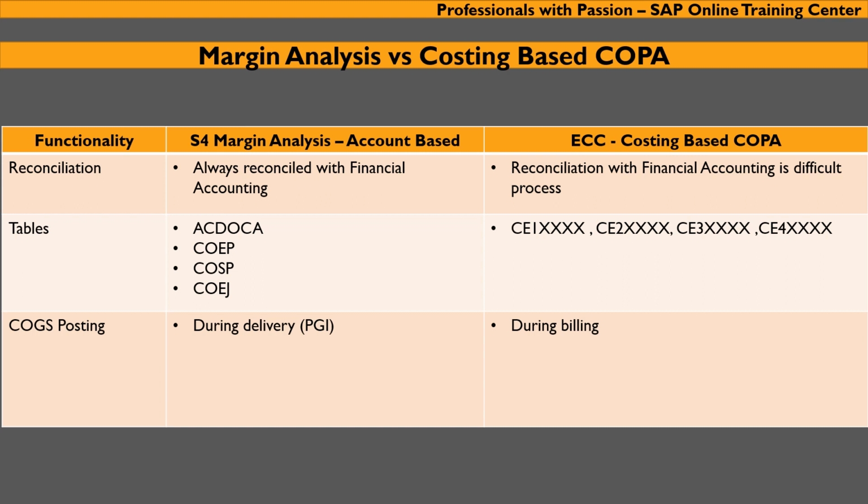And COGS posting, the cost of goods sold. When is it getting triggered? If you are using costing based COPA, like in ECC, it is triggered while billing, so while posting the billing document. If you are using account based COPA in margin analysis, the COGS posting will hit during the post goods issue document, during the delivery.